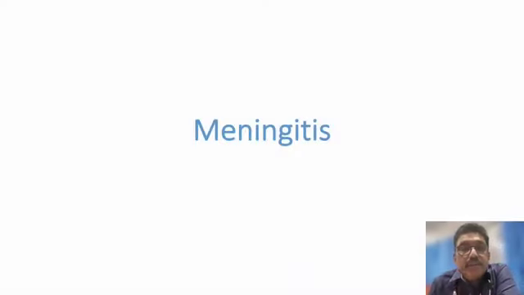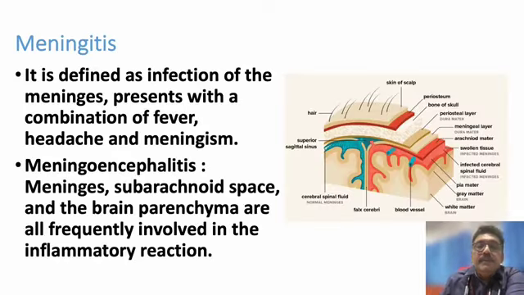Today let us discuss meningitis. Meningitis is the inflammation of the covering of the brain, and when there is inflammation of the brain itself, we call it encephalitis. Most patients can have meningitis or encephalitis. Some patients can have meningoencephalitis, where both the meninges and the brain parenchyma are involved.